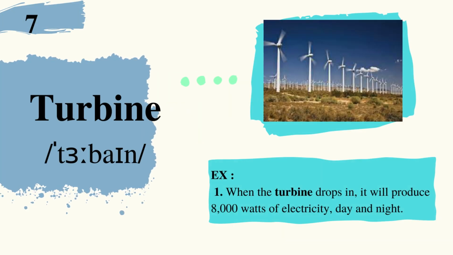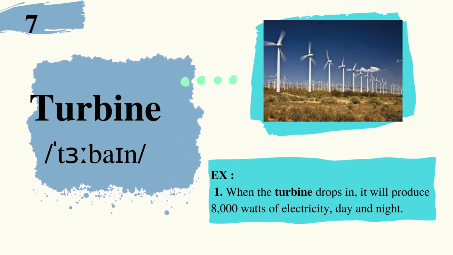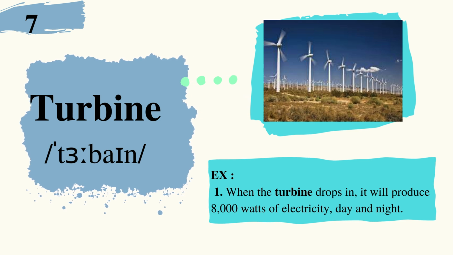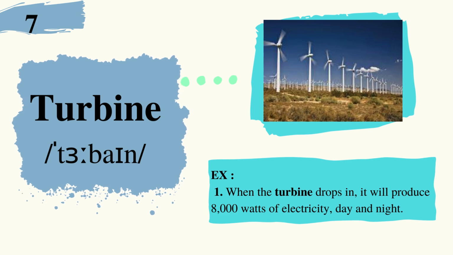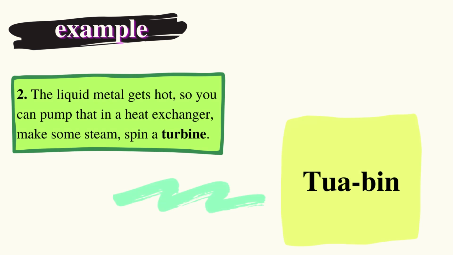7. Turbine. Example. When the turbine drops in, it will produce 8,000 watts of electricity day and night. The liquid metal gets hot, so you can pump that in the heat exchanger, make some steam, spin a turbine.